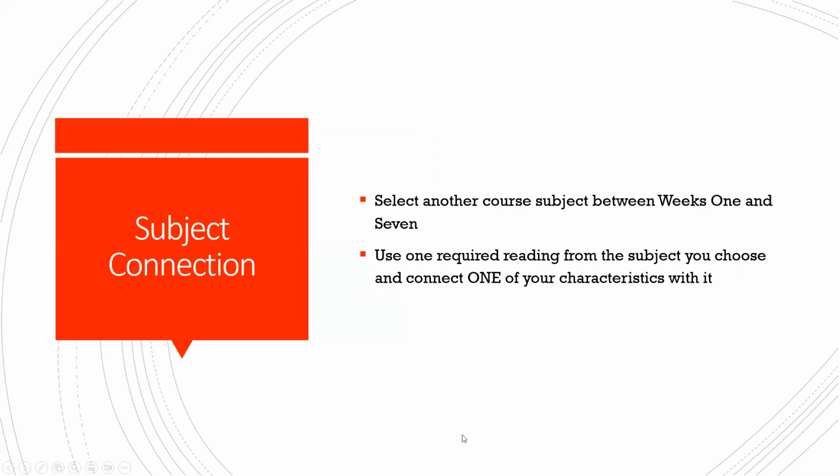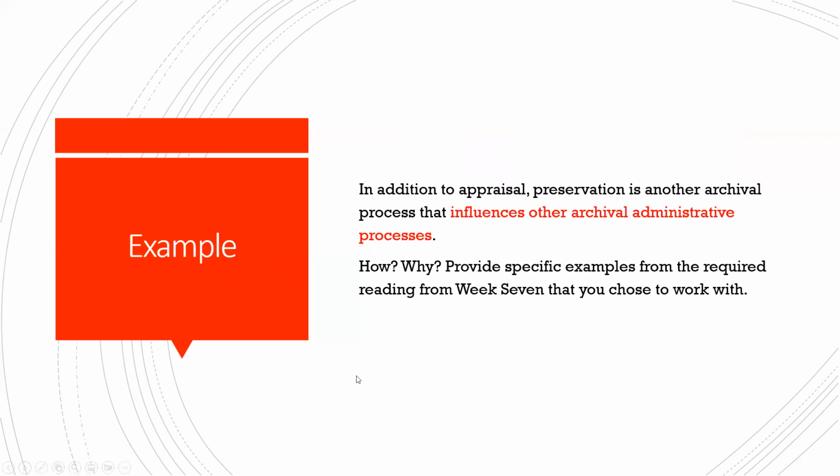Okay, and then the final section or stage of this paper is the subject connection requirement. So for this section, you're going to select another course subject between weeks 1 and 7 or 8 and 15 for the second subject definition analysis paper. You're going to use one required reading from the subject that you choose and connect one of your characteristics with it. So I have an example here.